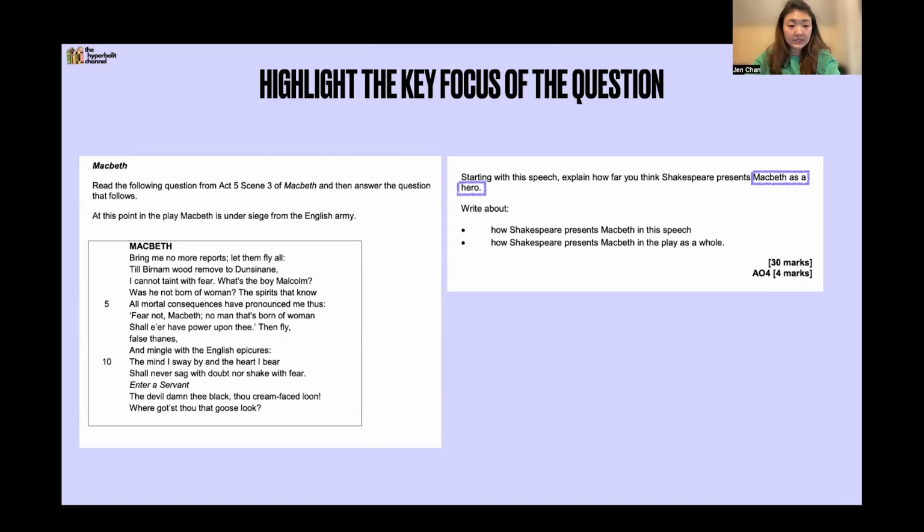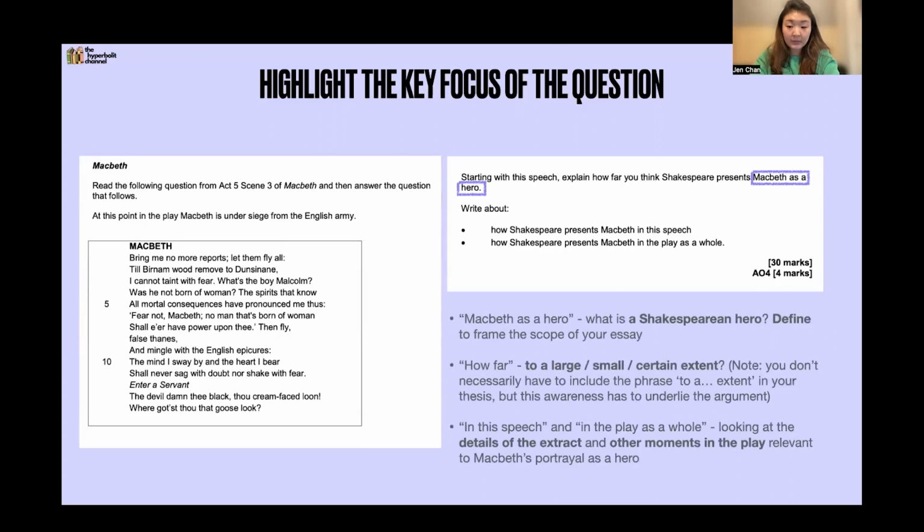As always, we need to start by looking at what exactly the question is asking us to focus on. So in this question, very clearly, we're looking at the characterization of Macbeth as a hero. It's important for us to then think about what is a Shakespearean hero. How do we go about defining what a Shakespearean hero is? So it's really important that we define this term hero in order to frame the scope of our essay.